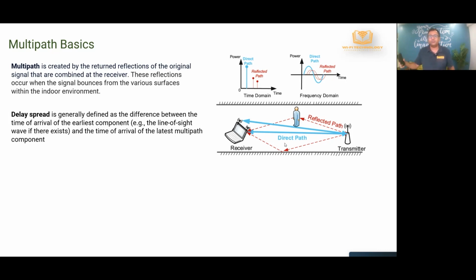So there are multiple copies that the receiver is getting. One is a direct copy, which is coming straight without, or with very minimal, loss in power. So that is this. If you look at the time domain, the x-axis is time.